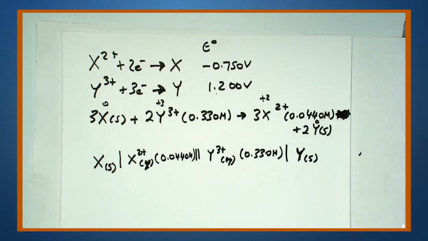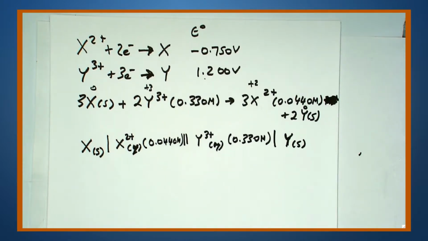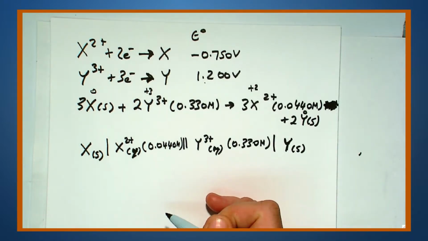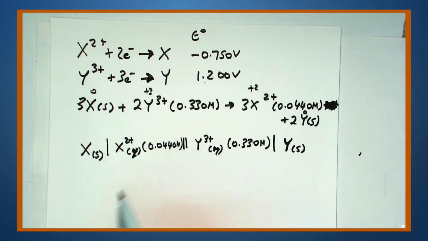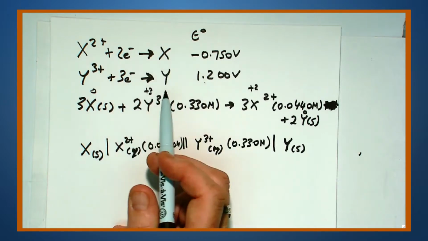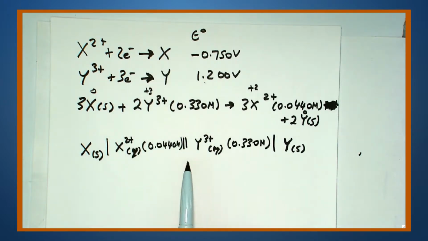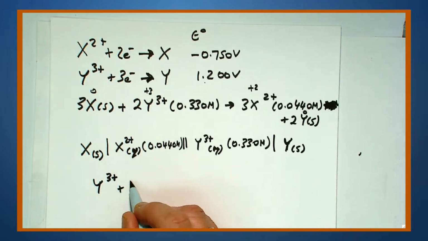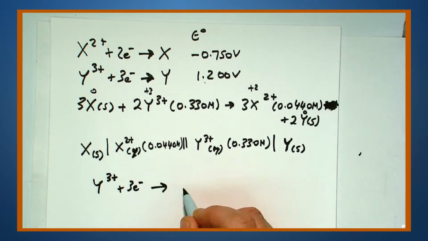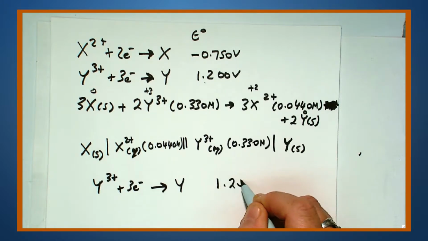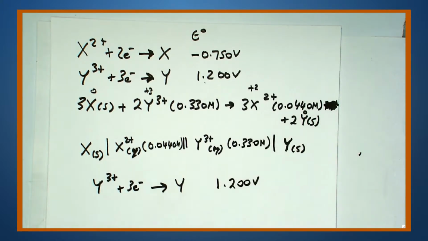Let's go ahead and calculate the actual reduction potentials, the actual non-standard cell potential we're going to get from this, because obviously these are not standard conditions. We're going to get a non-standard value of E. All right, so the first thing we want to do is put these together to get our E0. So we've already decided that Y is the one that's getting reduced. So let's put that one down as a reduction. Y3+ plus 3 electrons goes to Y. And we're going to put the E0 down, 1.200 volts.